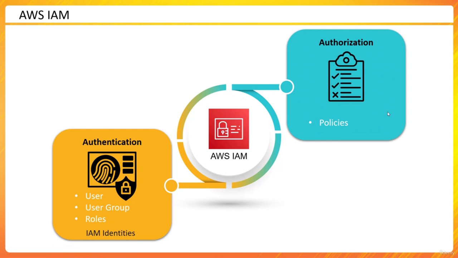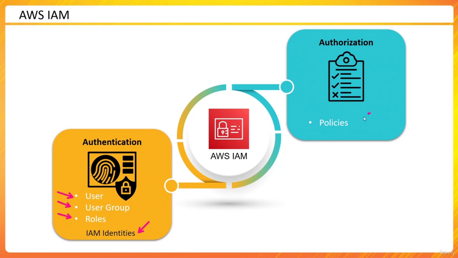For authentication, the components which are there in IAM are users, user groups, and roles. We will talk about each of them independently, and these are referred to as identities. Why are they called identities? Because they are identifying someone, maybe a user, maybe a group, or maybe a role, right? So those are your authentication resources.